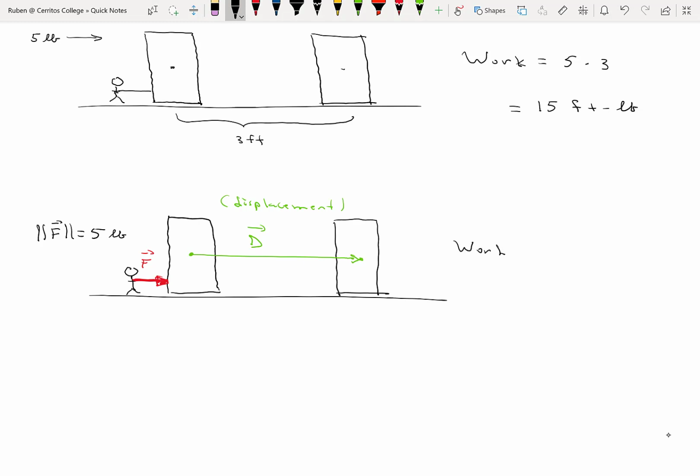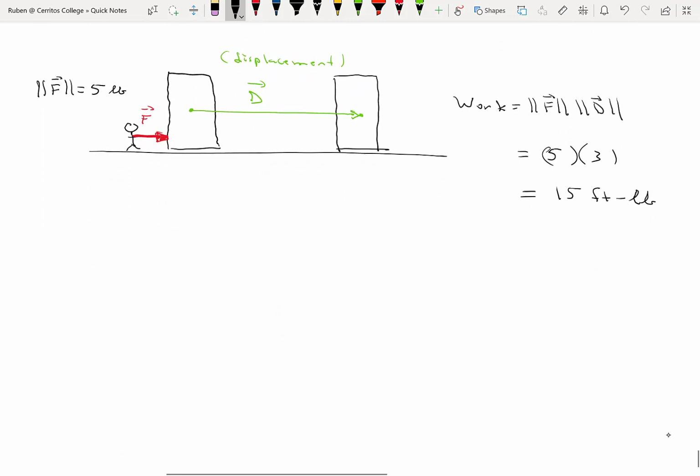Work is now the magnitude of the force vector times the magnitude of your displacement vector. Nothing changes in terms of the result. The magnitude of the force is 5, the length of the displacement vector is 3, we get 15 foot-pounds. Okay. Now we're going to change things up a little more.